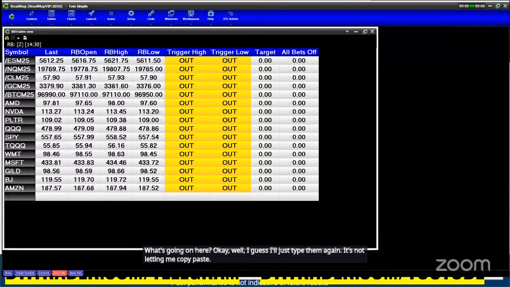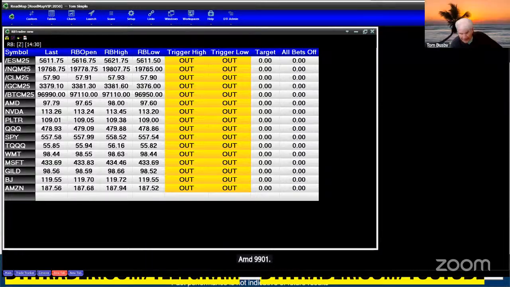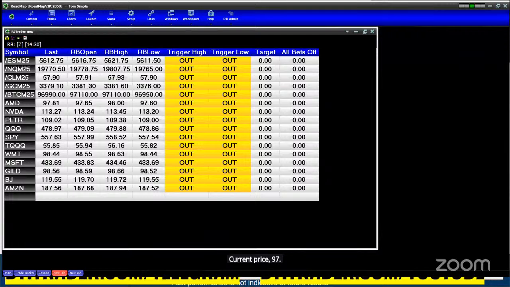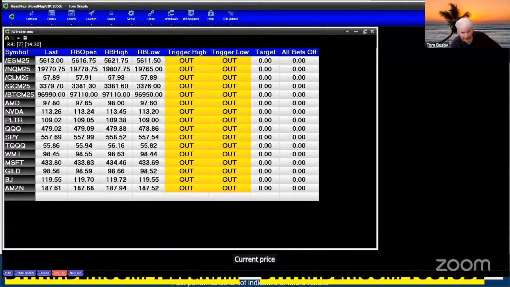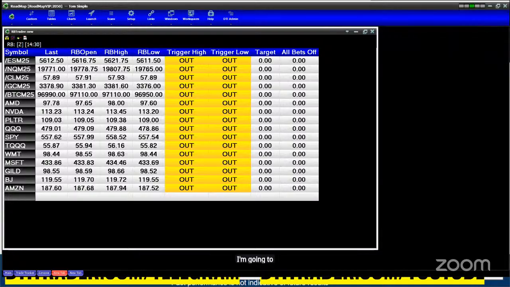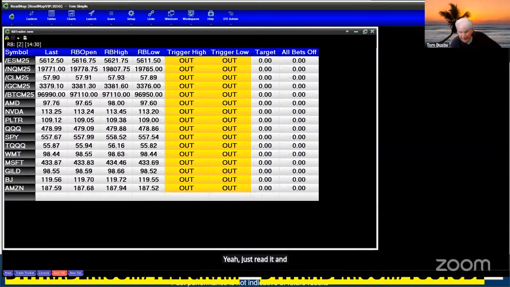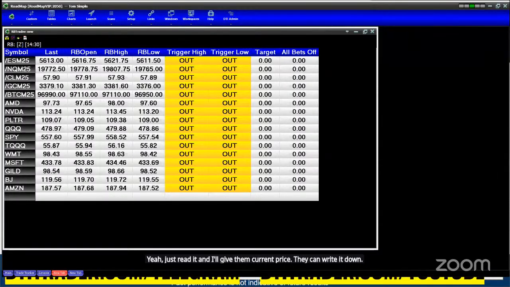AMD 9901. Current price 97.80. Okay. NVIDIA 114. Current price 113.5. I'm going to read the rest of these so I don't have to scroll up every time. I'm going to read them all. Just read it and I'll give them current price. They can write them down. Yeah, and I'll do a mass posting at the end.